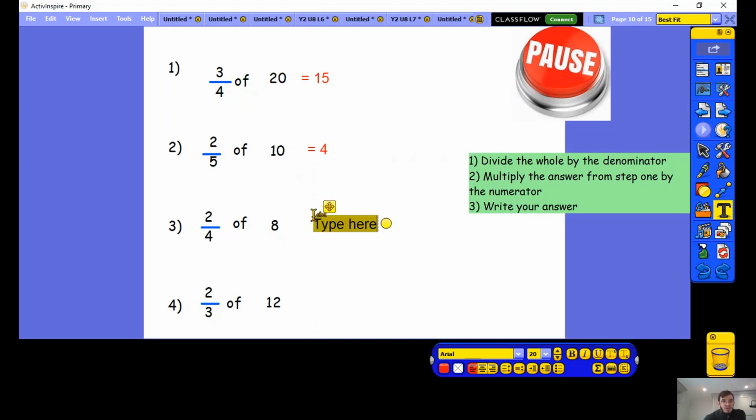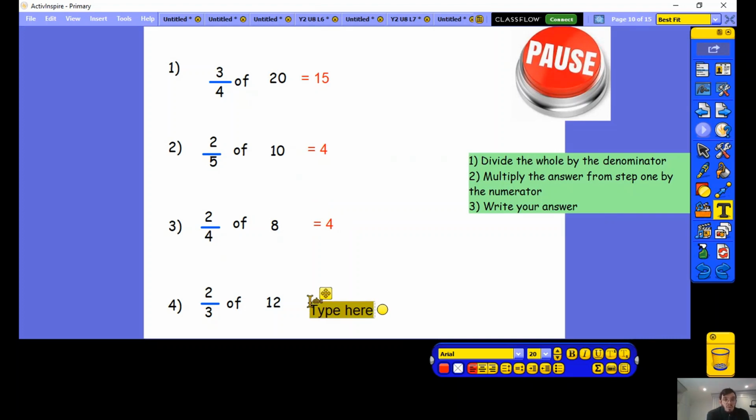So what was 2/4 of 8? Well, first step, we do the whole divided by the denominator. So 8 divided by 4 equals 2. And then we multiply the answer again by the numerator. 2 times 2 equals 4.